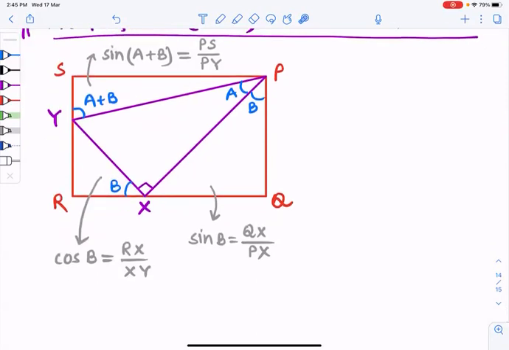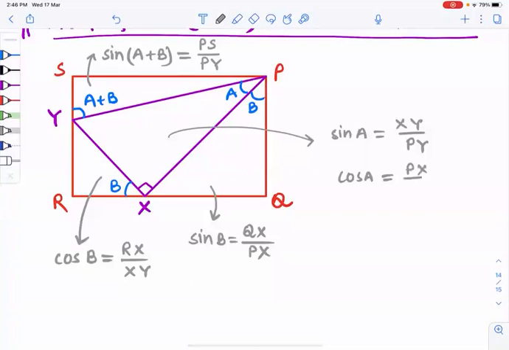Also, from this triangle, I can get sine A. What is sine A? Again, this is our A angle, this is our base. So this is altitude and this is hypotenuse. So sine A is nothing but XY by PY. Okay, that is nothing but XY by PY. And similarly, I can get a cos A also from there. That is base by hypotenuse, that will be PX by PY.